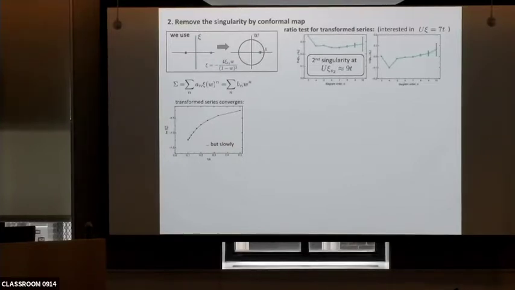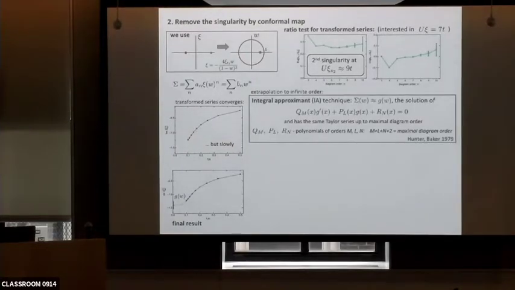And indeed, if we use this particular map, we see that the series that we obtain actually does converge. First of all, we see that there's a second singularity. Again, we can run the ratio test on the transformed series. We see that the second singularity is at U around 9, which is higher than the one that we're evaluating at this particular beta R for U 7. So the series converges, but it does converge quite slowly. So we still need to extrapolate the series.